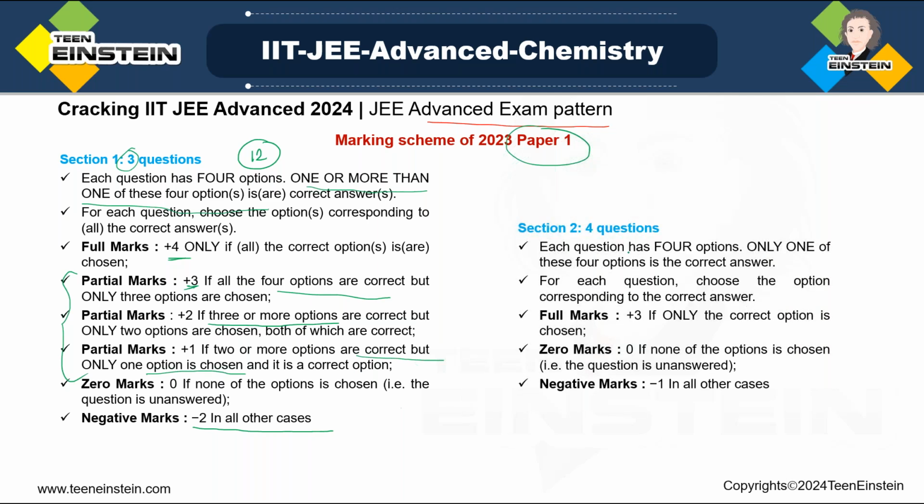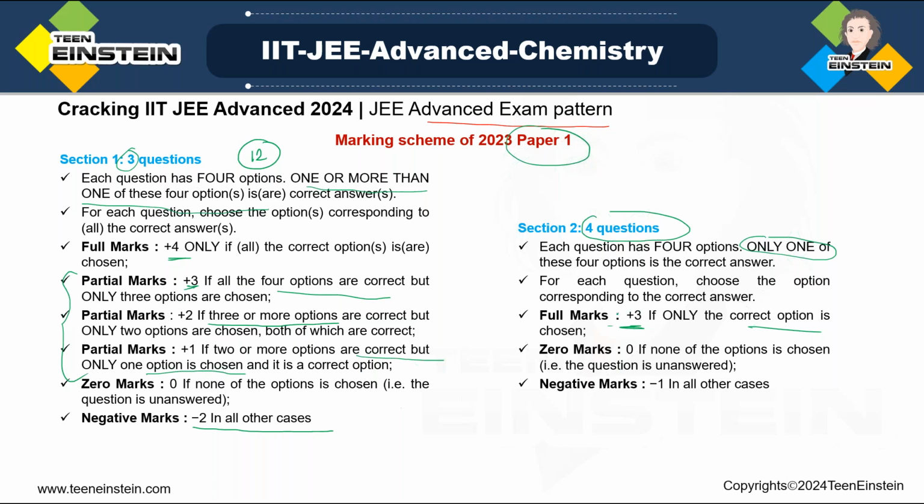What about section 2? In section 2, there are 4 questions, and each question has 4 options. Now see the difference. It is a single correct choice. Only one of these 4 options is correct, and we have to choose the correct one. Full marks is +3 if only the correct option is chosen. Obviously, that is the only possibility. It is not like the previous case, because there is only one correct option.